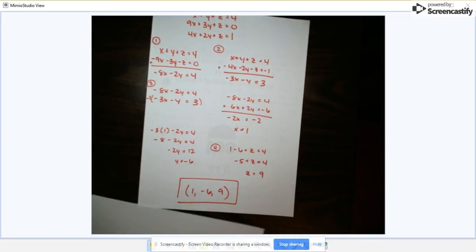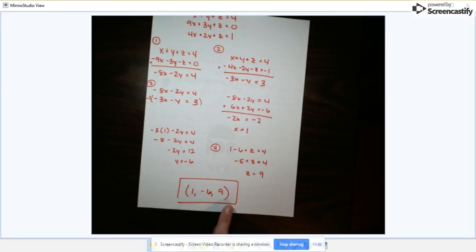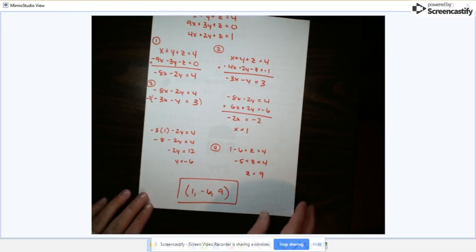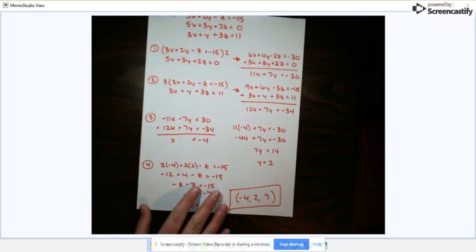And then your final answer will always be an ordered triple. Instead of an ordered pair, we have x, y, and z, so it's an ordered triple. So there's our solution. Let's look at one more example.